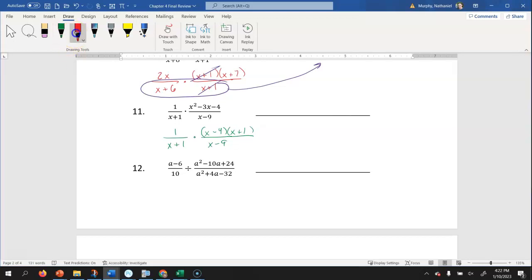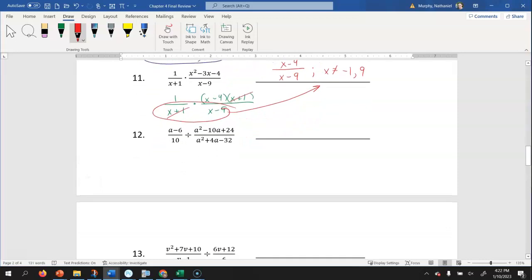All right, so now let's see what we can cancel out. The x plus 1's cancel out, and that's it. So we would just have x minus 4 in the numerator. The denominator, we would have just x minus 9. If they ask for the restrictions, they don't, but if they ask, remember we look at the denominators. We would say that x can't equal -1 or +9. So those would be the restrictions in our domain for that one.